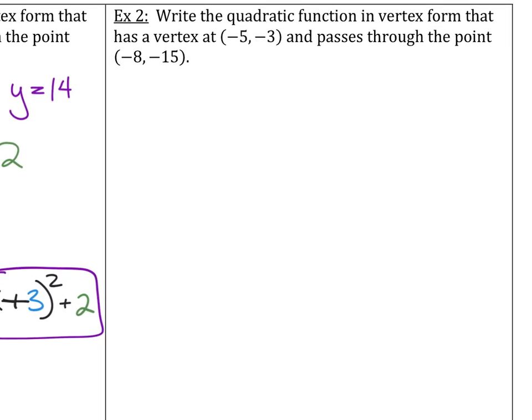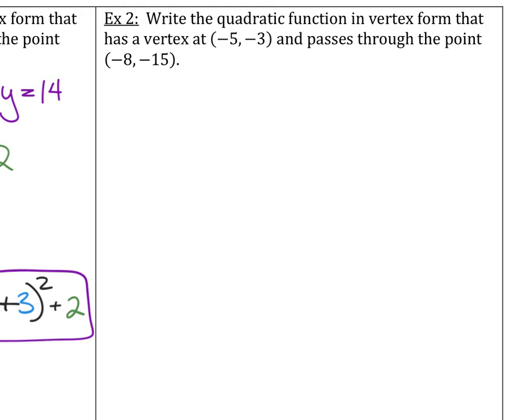It says, write the quadratic function in vertex form that has a vertex at negative 5, negative 3 and passes through the point negative 8, negative 15. So Maya, what letters did they give us for negative 5, negative 3? H and K. So that means H is negative 5 and K is negative 3. All right, Tristan, since you want to answer the next one, what's up? All right, so X is what? X is negative 8. And Y is?